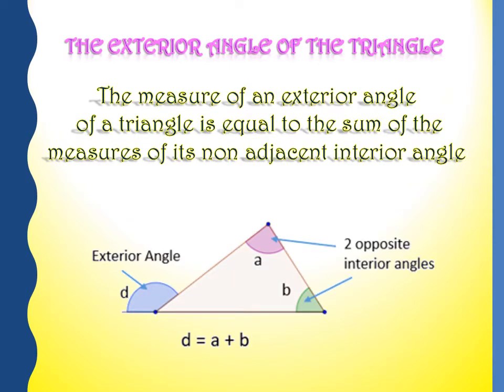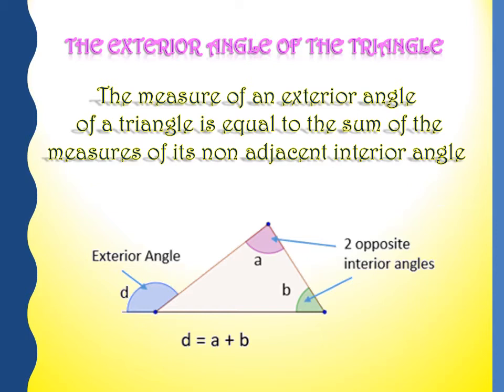About the exterior angle of the triangle, we can say that the measure of an exterior angle of a triangle is equal to the sum of the measures of its non-adjacent interior angles.